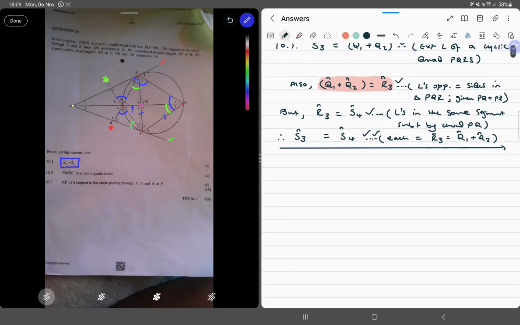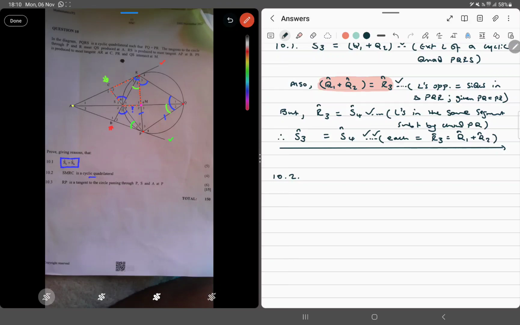Okay, let's move on. So 10.2. Okay, that was just breaking the ice essentially. So let's go. SMRC is a cyclic quad. So where is that SMRC? Now let's try and find a way of annotating it. So this is S. We'll just make these dots go around here. SMRC. Okay, so there's our cyclic quad.